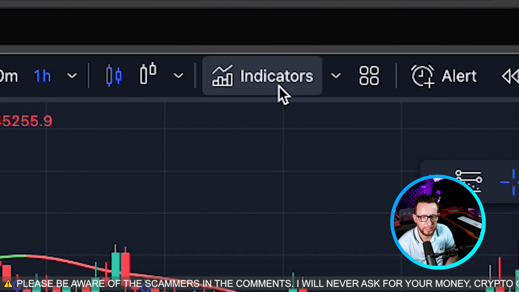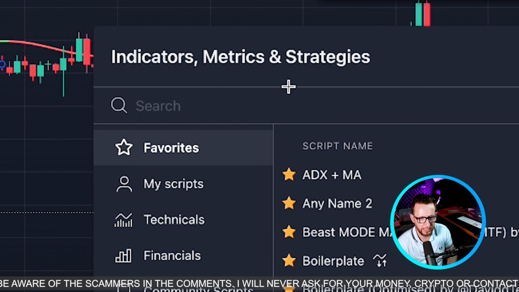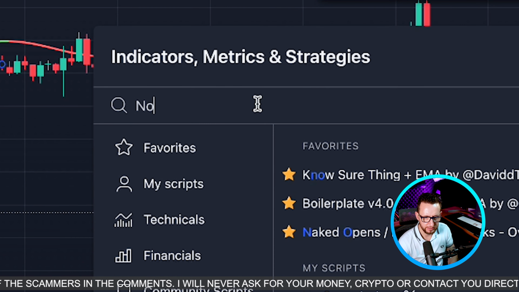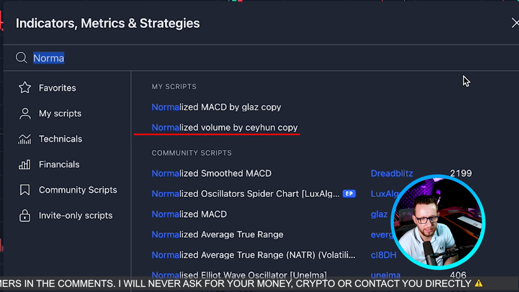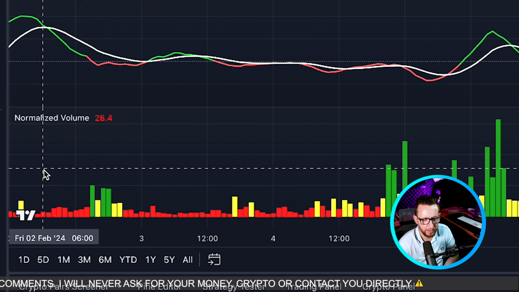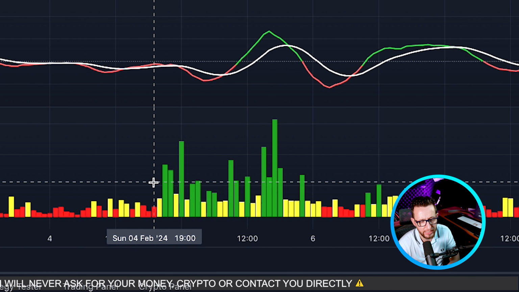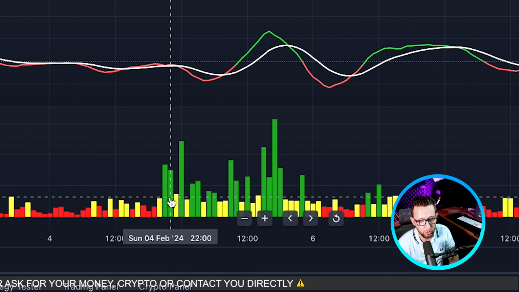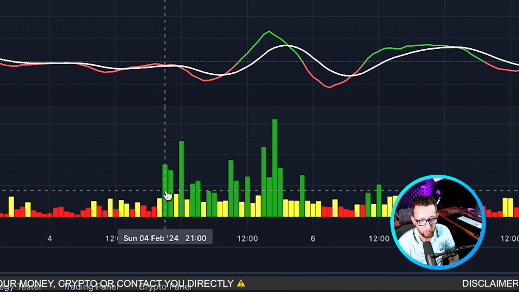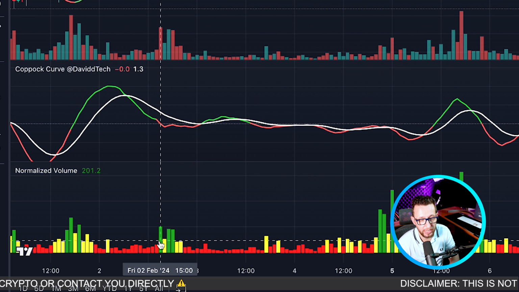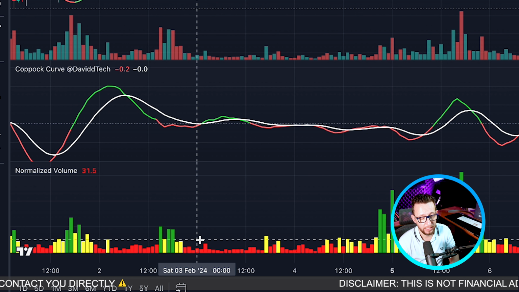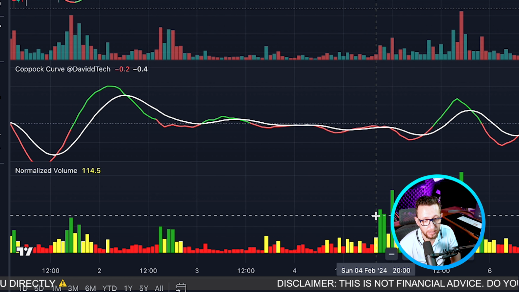For our volume indicator, we're going to be going to indicators and adding normalized. I'm going to be using the one by Sihan, just this one here. Very, very simple. Don't take any trades, whether it's long or short, unless the bars are green. Just means that we're filtering out bad trades, leaving us only with the ones where there's enough volume.